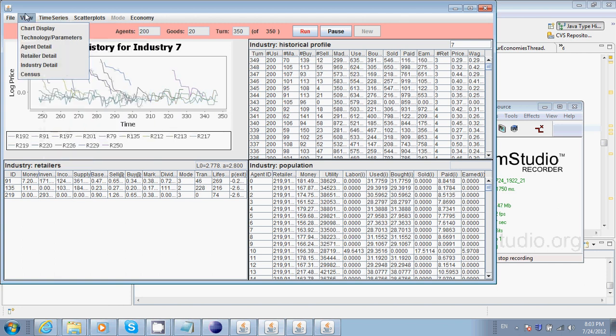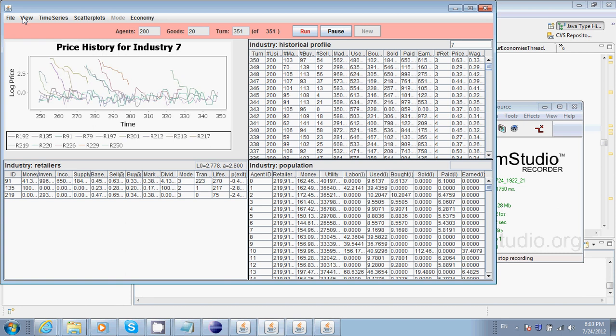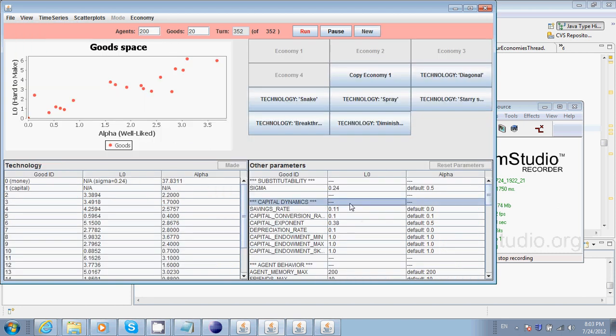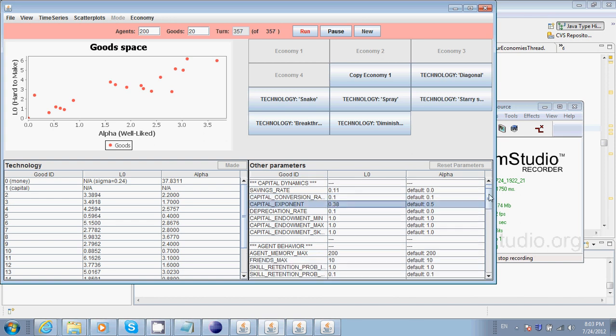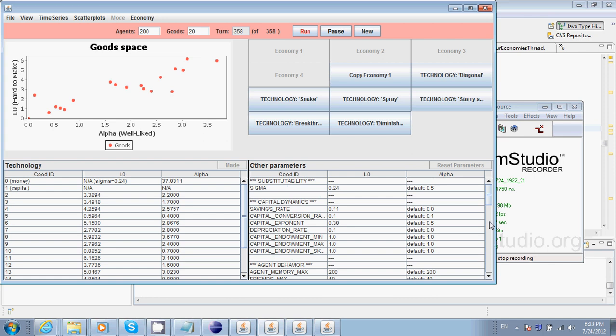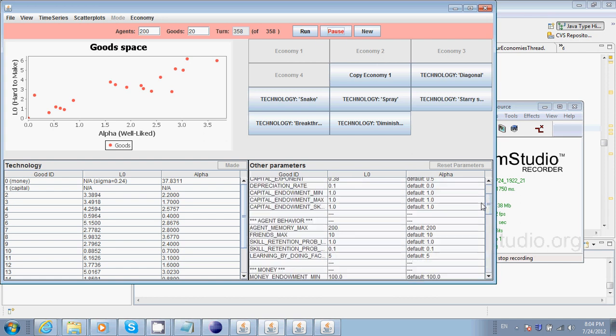So if we think a little bit more about the big ramifications of this, capital dynamics are shown here in this table, and in this case I set the savings rate at 11. Capital conversion ratio is basically how much utility turns into capital. There's lots and lots of parameters. Most of them deal with the retail sector. Pause this so it doesn't keep renewing.